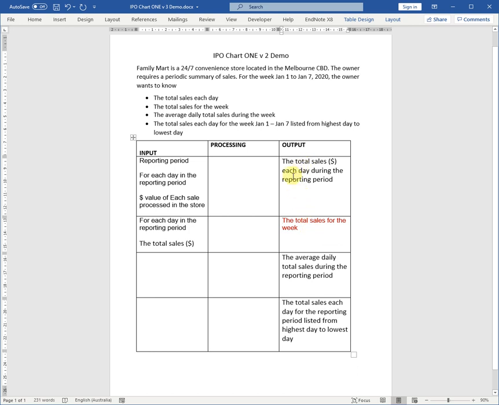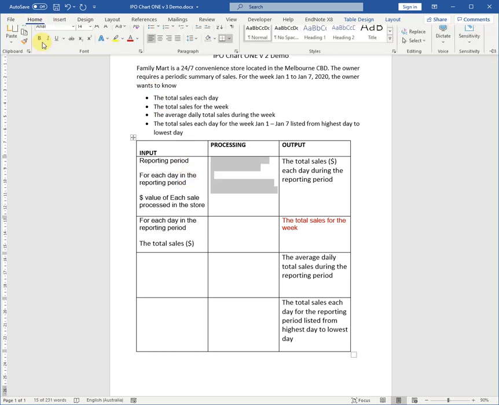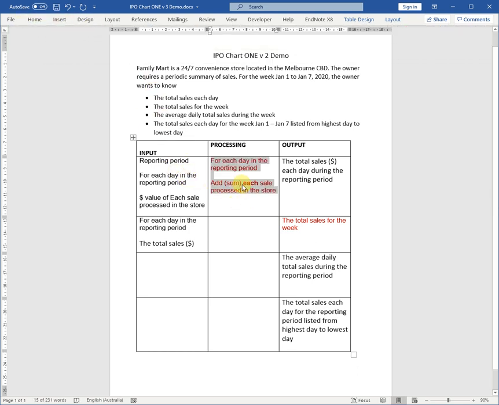Total sales for each day in the period, if I unlock the answer for you, means that what we're looking for is each day in the reporting period. In this case they're trying to make it very flexible by saying periods, but it actually says week for the requirement. So in a way you should change this sort of stuff for exactly what they want, right? But then again, flexibility is the rule. So what we would do is add each sale processed in the store for each day.